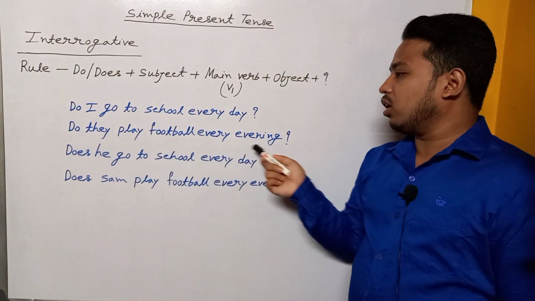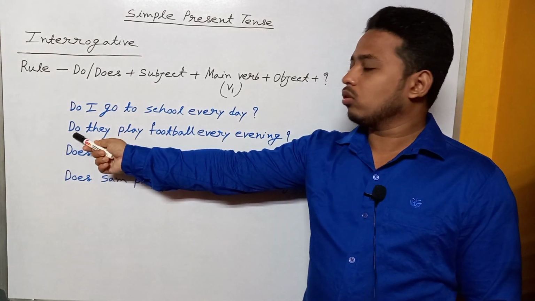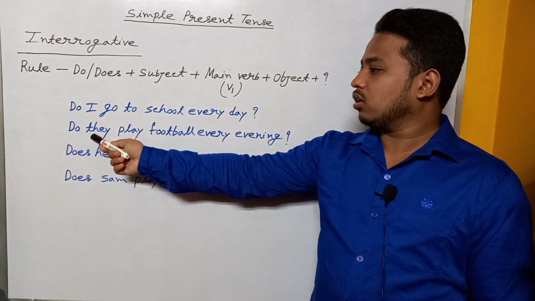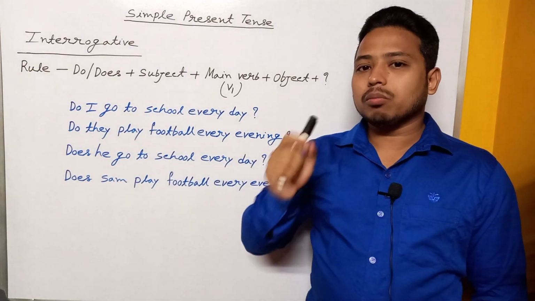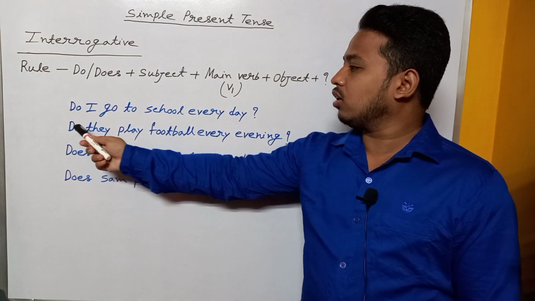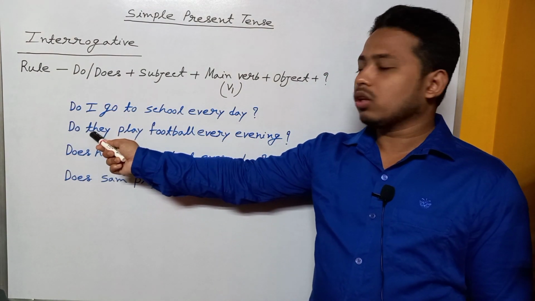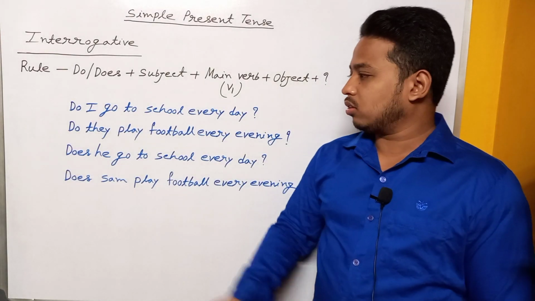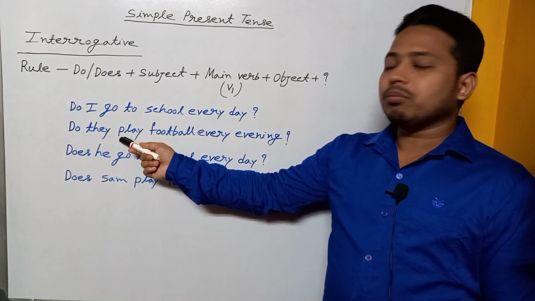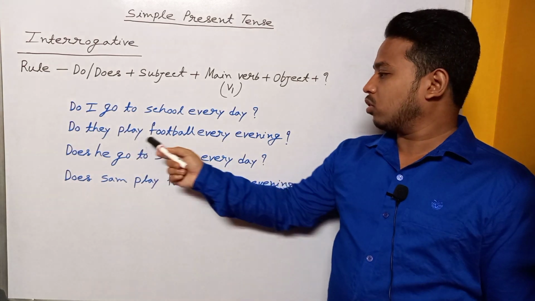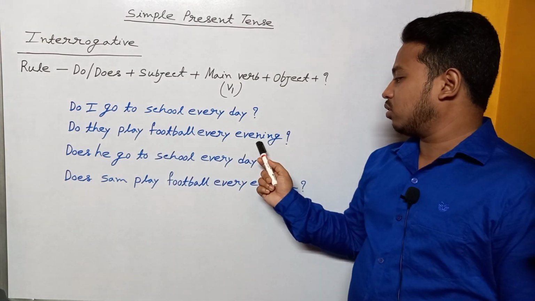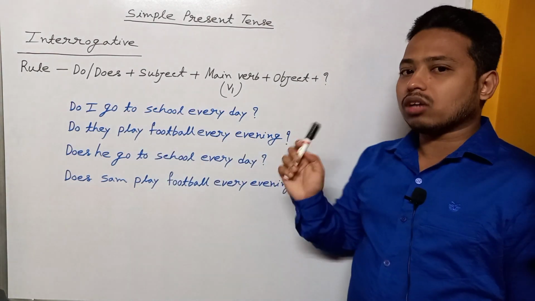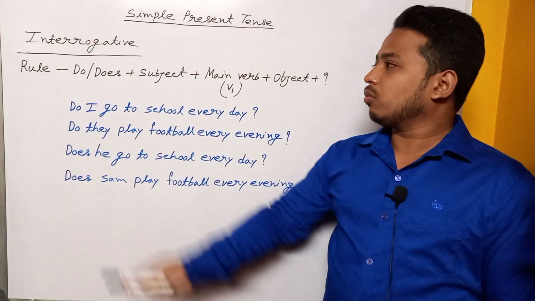Do they play football every evening? Do, helping verb. They, subject, third person plural. That's why I write do, helping verb, before they, because it is also an interrogative sentence. Play, main verb, means verb first form. Football every evening, object. Question mark. Last of all I write a question mark for interrogative.